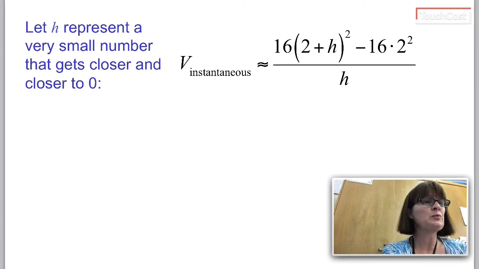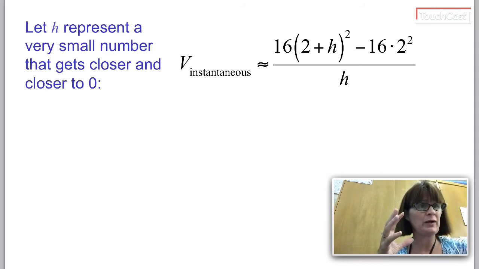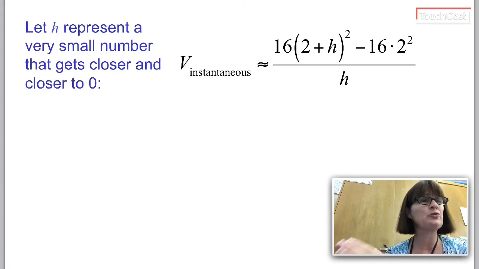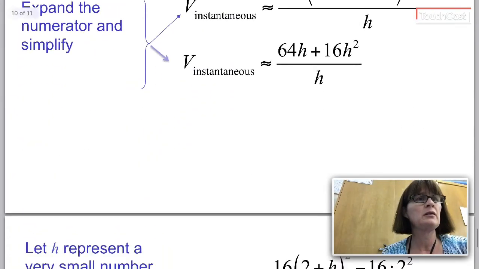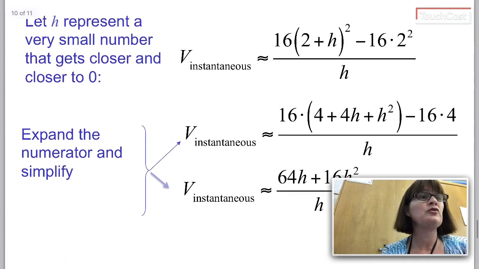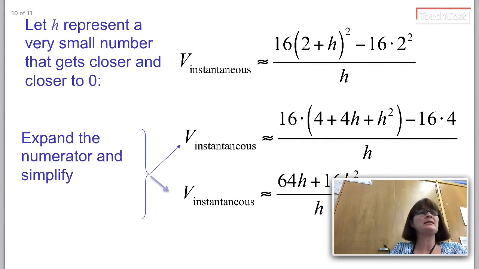So notice this expression. My function for the distance traveled is 16 times the quantity t squared. So I'm going to have two separate t values. I need to evaluate that. That's 2 plus h and 2. So I'm going to do what we practiced in class. Remember practicing this in the class?